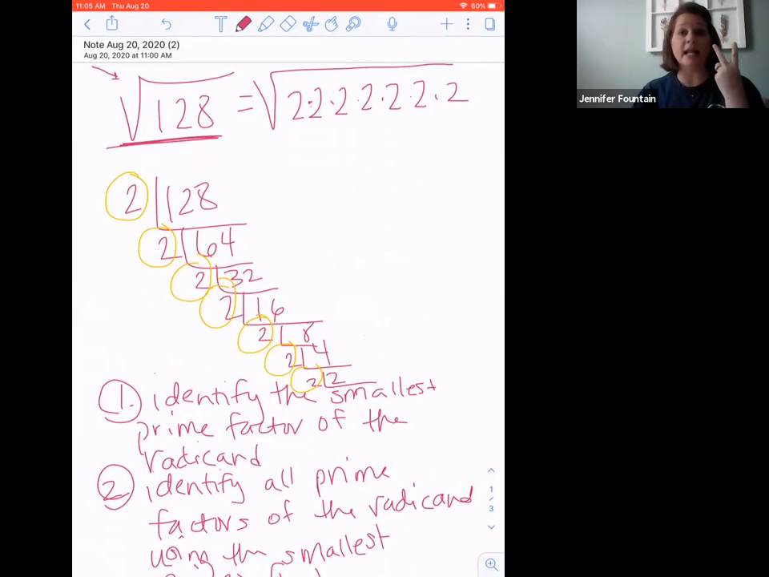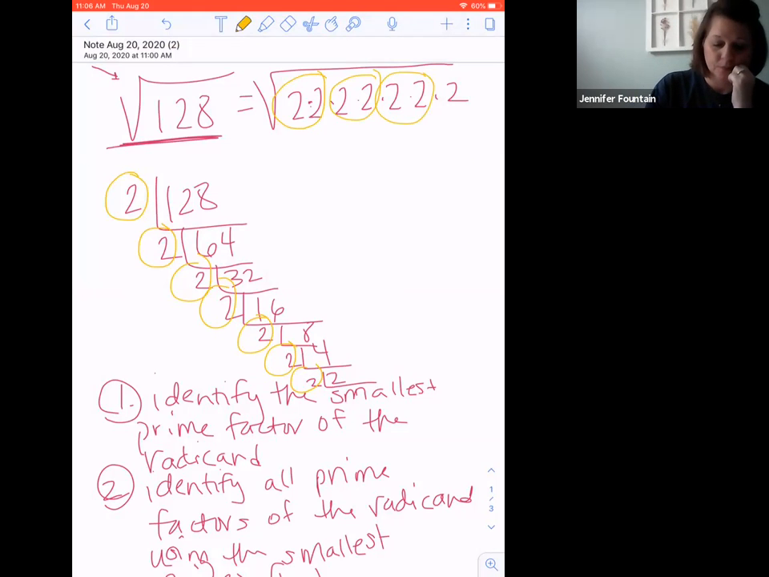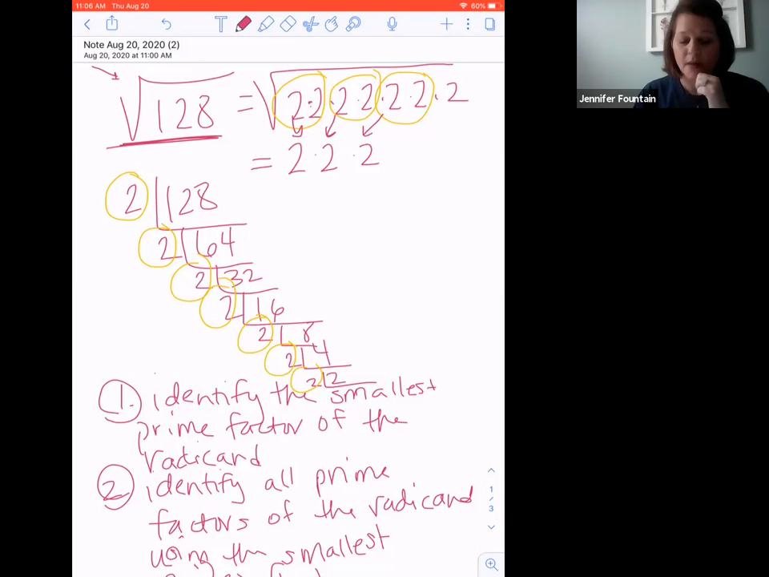So that means I need 2 buddies. I need to pair up 2 2s. So I'm able to look at this and say, here's 1 group of 2s, 2 groups of 2s, and 3 groups of 2s. For every pair, only one whole number 2 can come out from under the radical. So for each pair of 2s, I have one pair of 2s, I have another, and another. So I'm able to pull out 3 2s.